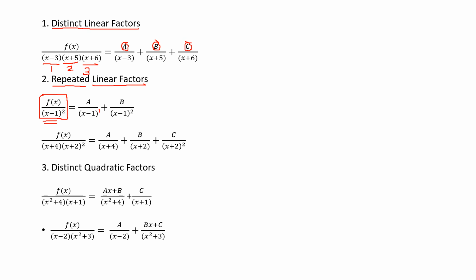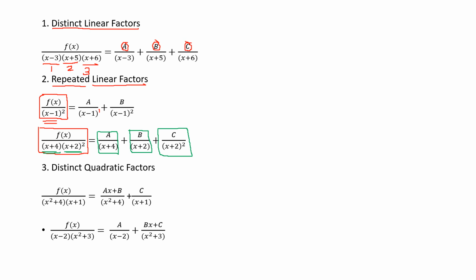Sometimes we have a combination of linear factors and repeated factors. Then how do I apply partial fractions? Say, for example, if I have f of x over x plus 4 times x plus 2 the whole square. Then for the first linear factor x plus 4, let me write a over x plus 4. Then for the second repeated linear factor x plus 2 the whole square, I can write b over x plus 2 power 1 plus c over x plus 2 the whole power 2.